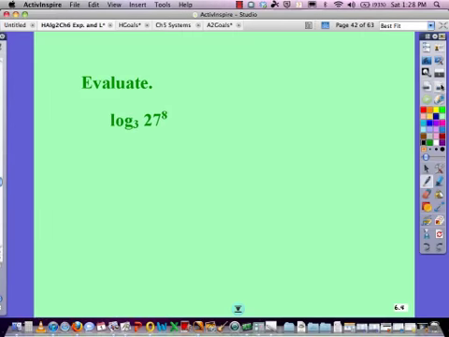Now, these ones say evaluate. So look carefully. A little different. There's no equal sign, so we need an answer. The log of 27 to the 8th power in base 3. Log in base 3. Now, it'd be really great if that number that's there was in base 3, because it would make it so much simpler, but it's base 27.